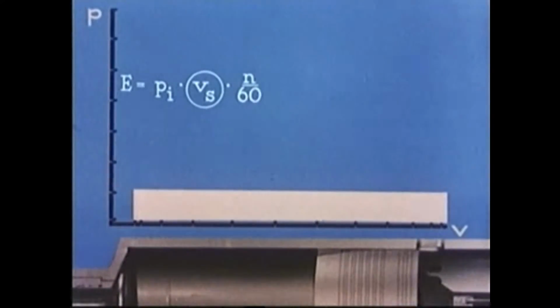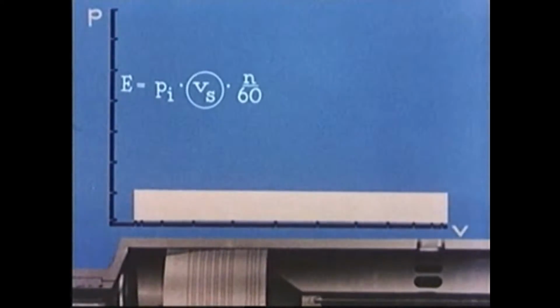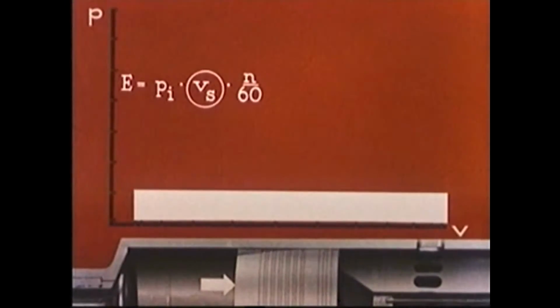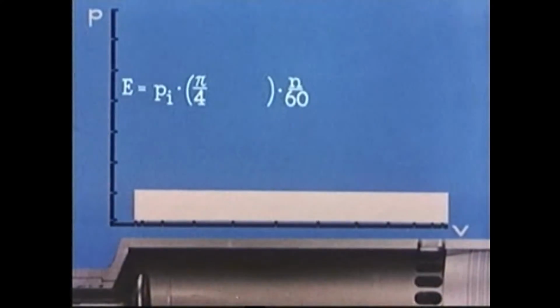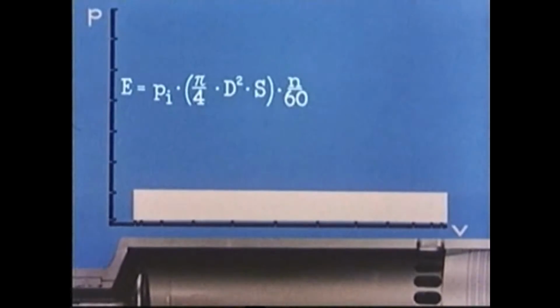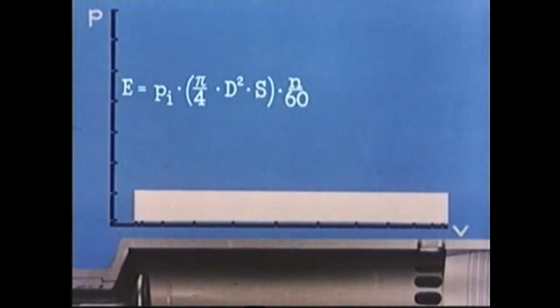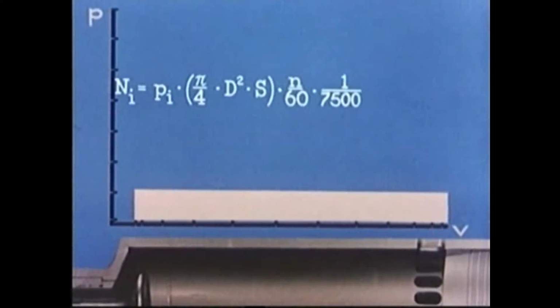Instead of Vs, we substitute the piston area multiplied by the stroke length, that is pi over 4 multiplied by d squared multiplied by s cubic centimeters. To arrive at the output in horsepower, 75 kilogram meters per second, we have to divide by 7,500, and we thus have the equation for computing the horsepower developed in each cylinder of the engine.